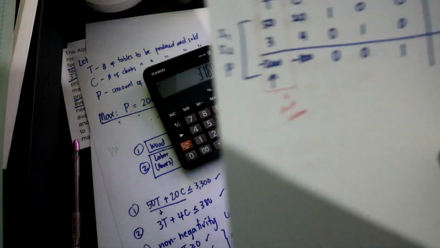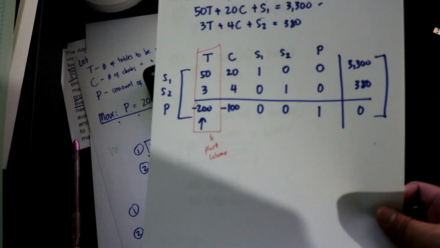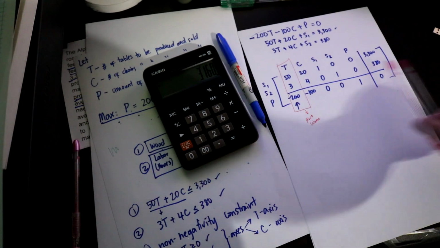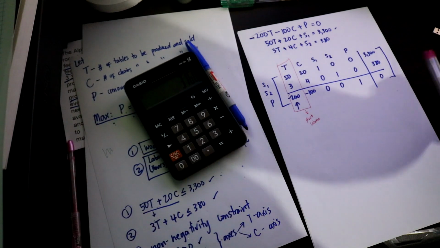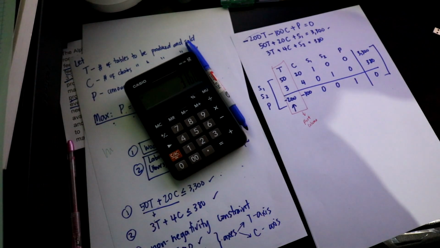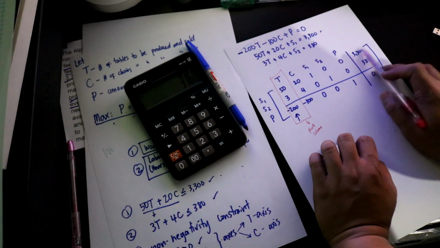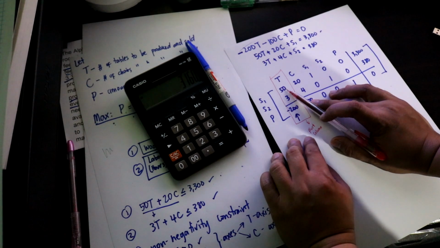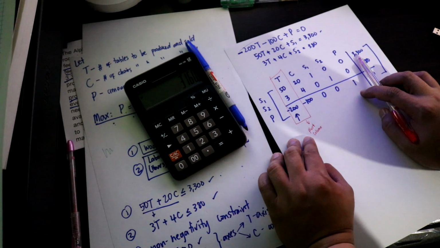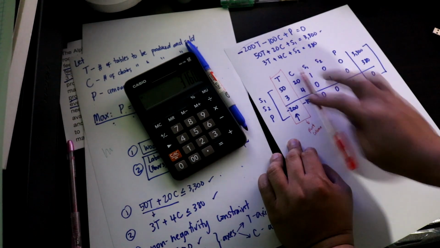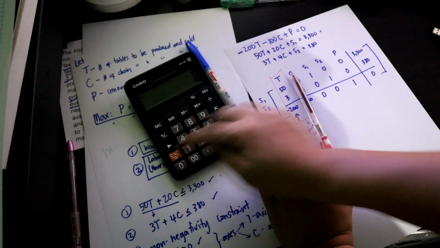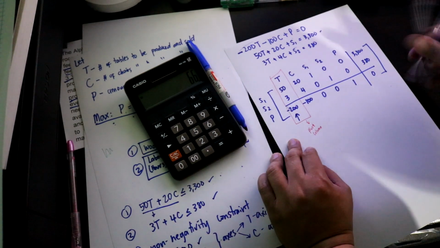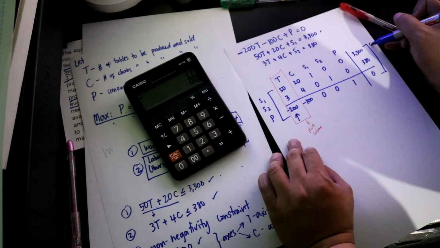That is now what we call our pivot column. And what do we do with this pivot column? We are going to divide these numbers here by the corresponding number in the pivot column. So 3,300 divided by 50, that would be 66. We place here 66.